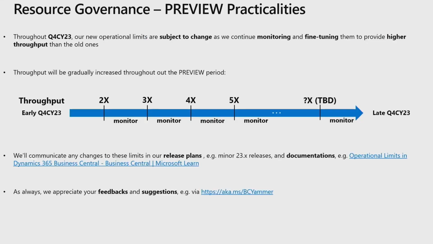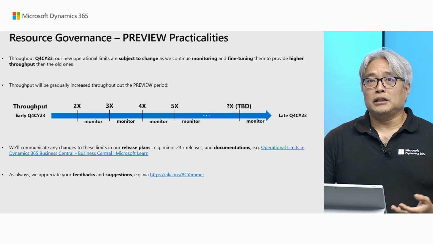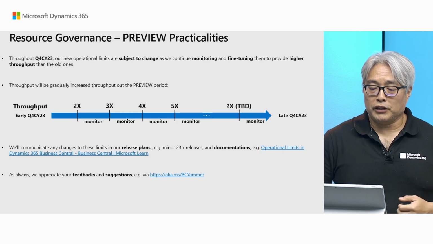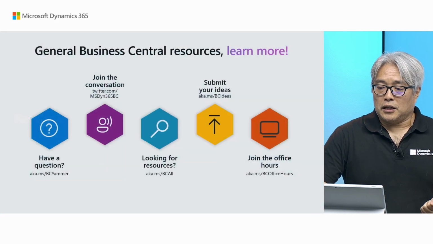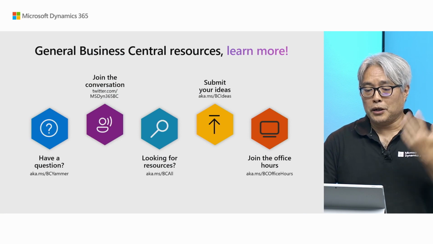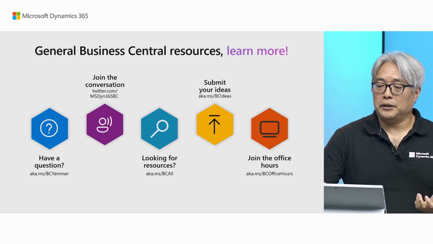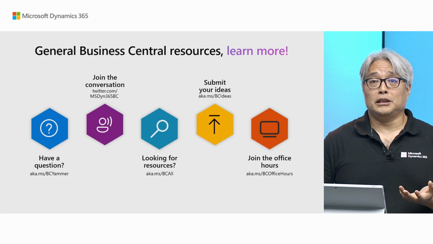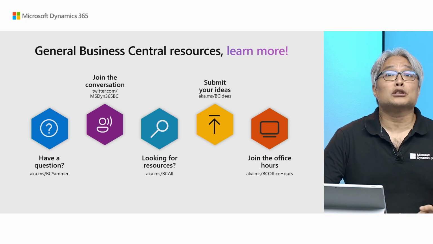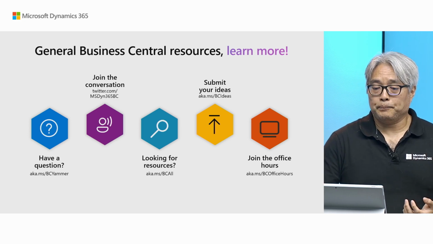Okay? And finally, we always appreciate your feedback and suggestions. Please use our Yammer channel to contact us, to tell us what you have been monitoring and what you see in terms of throughput for your workloads, right? And give us feedback and suggestions. So continue getting back to us using Yammer, our documentation, our Twitter, and also please join us, sign up for BC Office Hour, especially if it's relevant to the resource governance upgrades in the future.